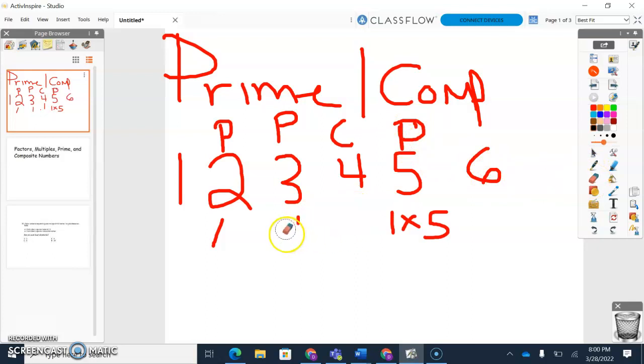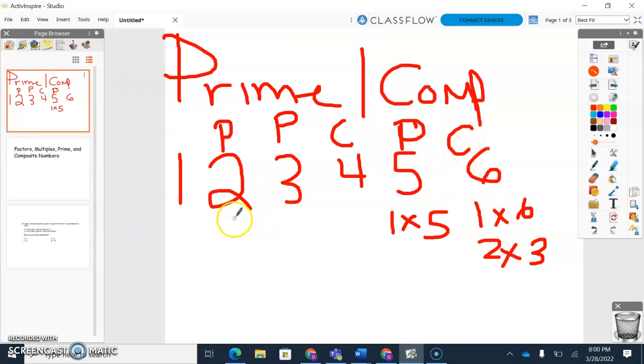Let's think about 6. What are numbers I can multiply to get 6? 1 times 6 and 2 times 3. So how many factors are there? 4. So that means it's composite. All right. So this is how you look and see if they're prime or composite. If it's more than 2, it is composite. If it's exactly 2, it is prime.